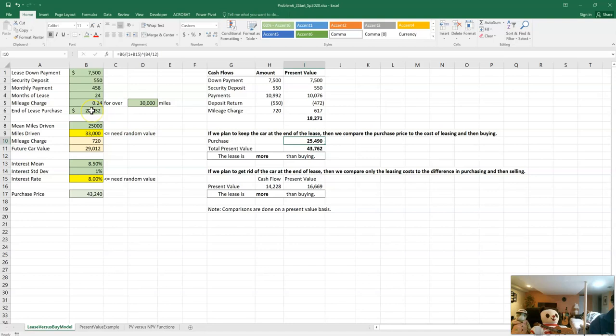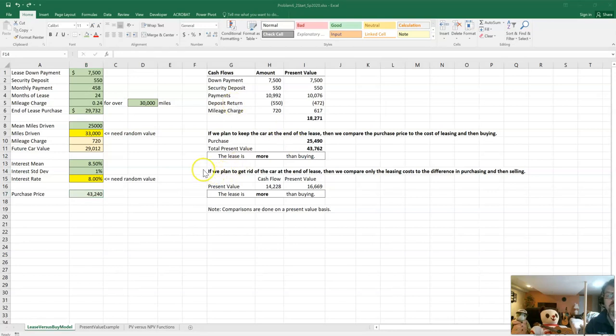That cash flow is not going to happen for 2 years. So I do the exact same calculation that I did for the deposit and the mileage charge. So all these values are now present value. So the total present value of leasing it for 2 years and then purchasing at the end of those 2 years is $43,762. And that is more than the actual true present value of just buying it today.